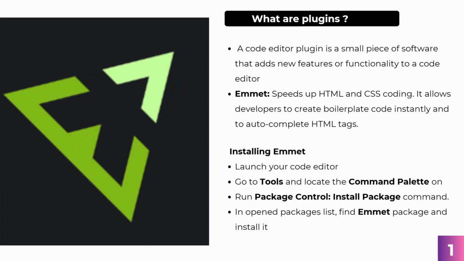So to install Emmet, what you need to do is to launch your code editor. Then you go to the tools toolbar and then locate the command palette on the toolbar. Then you run this command, run package control install package command.